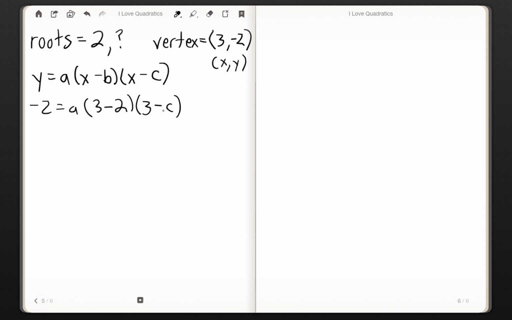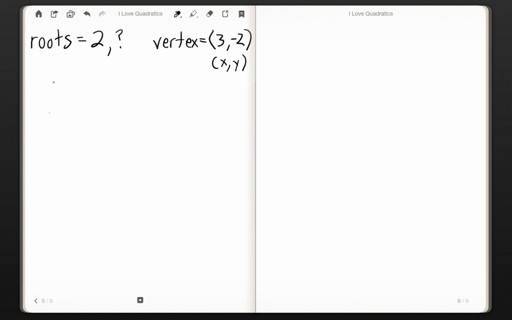But that's where the problem is, because now we have one equation, but we have two variables. We have a and c. So there's no way to solve for two variables with one equation. So root form is not going to work.